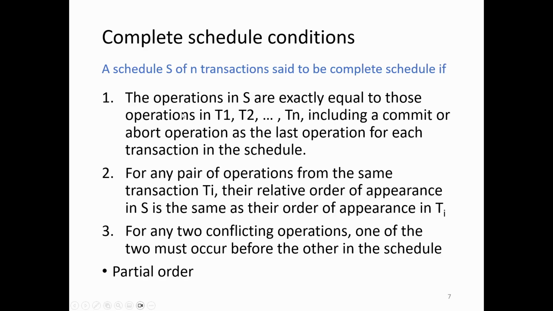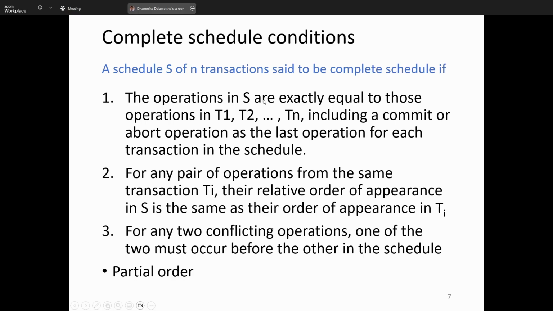Condition 1 is that the operations in schedule S are exactly equal to those operations in transactions T1, T2 to Tn. And also the last operation should be commit or abort. So the schedule also maintains the same order as the original order of operations in their transactions, and that order should be maintained in the schedule also.